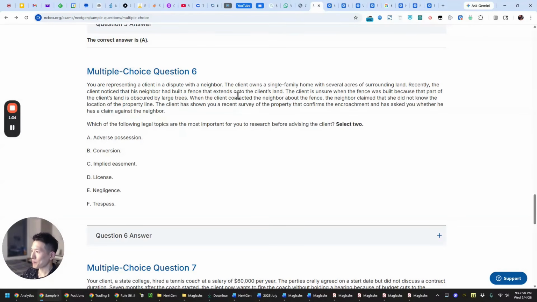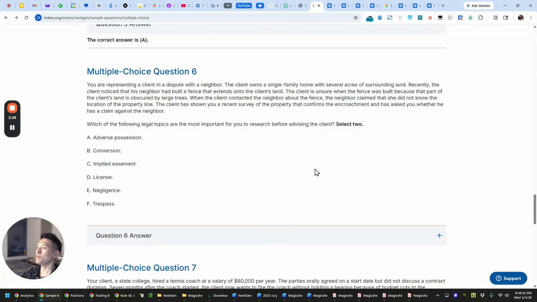Taking a look at the facts, your client owns a home with several acres of surrounding land. Recently, your client noticed that his neighbor built a fence that extends onto your client's land. The client is not sure when the fence was built because that part of the client's land was obscured by large trees. When the client contacted his neighbor about the fence, the neighbor claimed that she did not know the location of the property line. The client has shown you a recent survey of the property that confirms the encroachment and has asked us whether he has a claim against the neighbor. So what legal topics are going to be most important? What is the issue here, in other words?